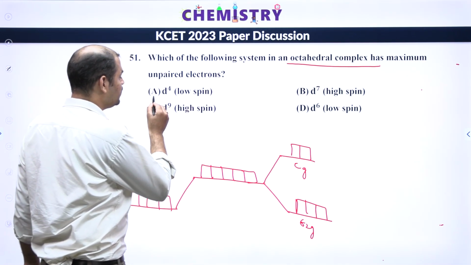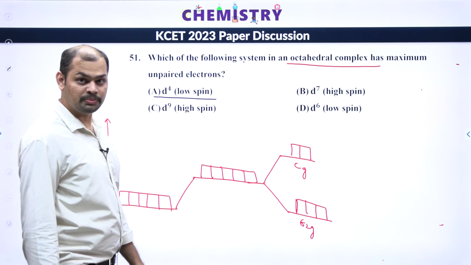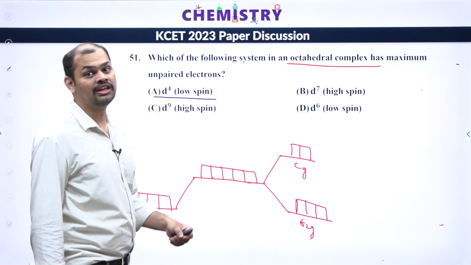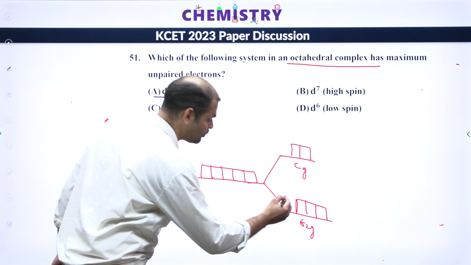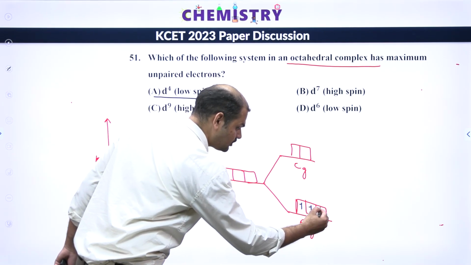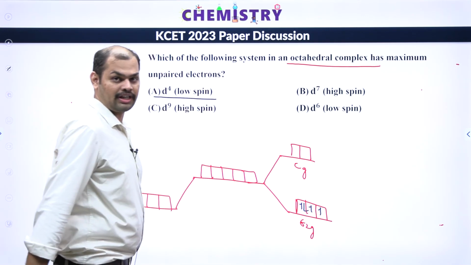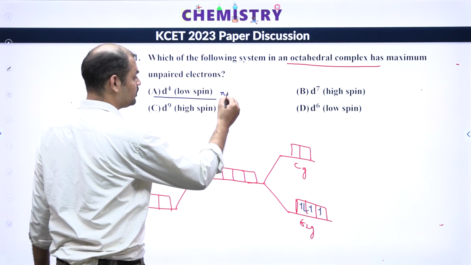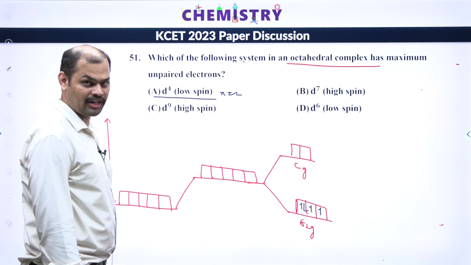Observe carefully. The first one is D4 low spin. Whenever low spin is there, it means we have to pair the electrons. So, D4 low spin means first electron, then second electron, third electron and fourth electron. So, we should pair like this. The number of unpaired electrons is 2 here.